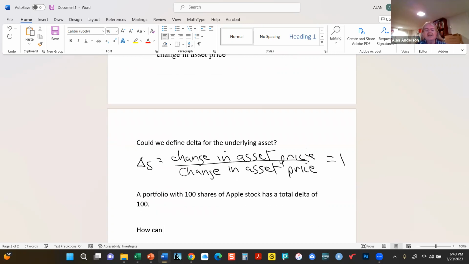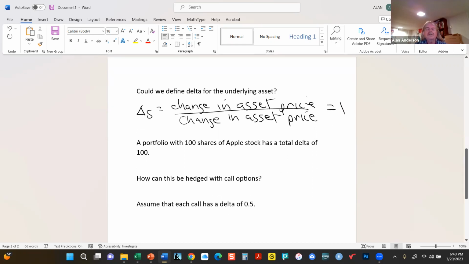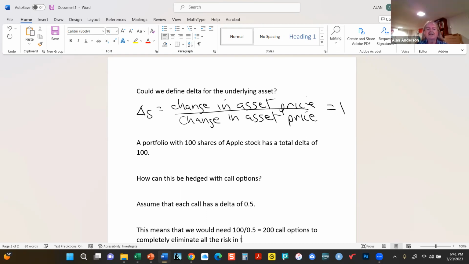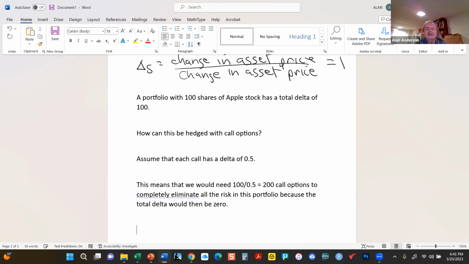So how can this be hedged with call options? Let's assume that each call has a delta, just to keep it simple, of 0.5. This means that we would need 100 over 0.5, which equals 200 call options to completely eliminate all the risk in this portfolio, because the total delta would then be 0, in other words, on the Apple stock delta.